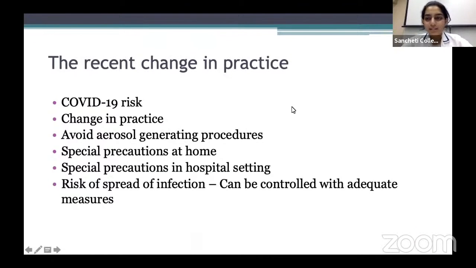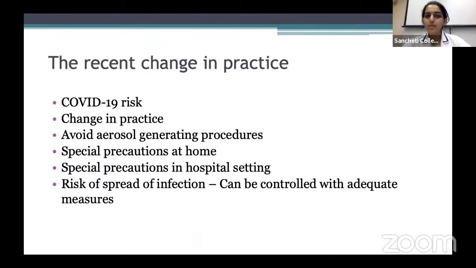Now we come to a recent change in practices in these COVID times. You must have heard a lot about aerosol generating procedures and how they can cause a risk of cross infection in patients, right? So we have to, of course, adapt to the change and avoid this as much as possible. However, there are a lot of patients who rely on medications being introduced via nebulizers, and of course, they cannot go off these medications. It is necessary for them to take their regular doses. So, how to go about this in a safer way?